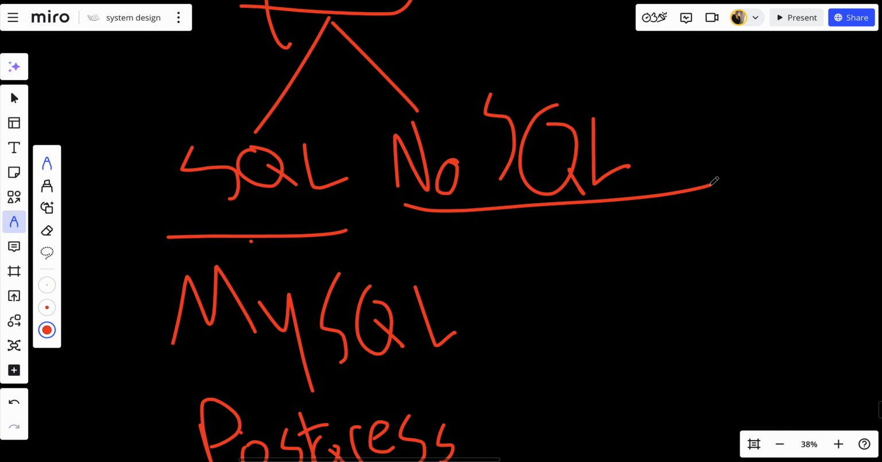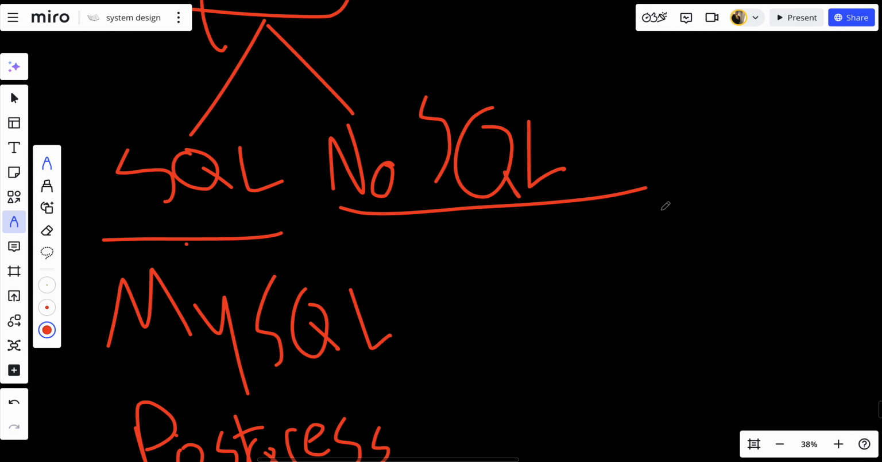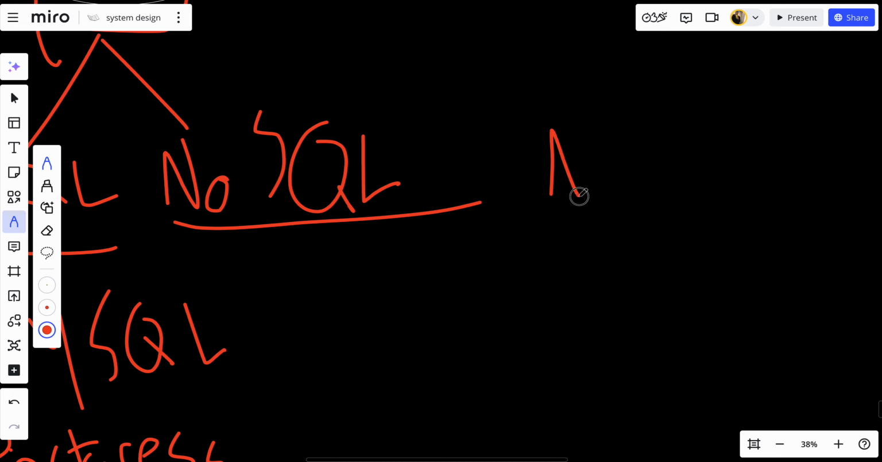So second, we have NoSQL. NoSQL databases are non-relational databases that offer more flexible data models, such as key-value pairs, documents, graphs, or wide-column stores. NoSQL databases are designed for scalability and high availability, making them ideal for applications that need to handle large amounts of unstructured or semi-structured data. Examples of NoSQL databases are MongoDB, Cassandra, Redis, etc. There are tons of different ones.